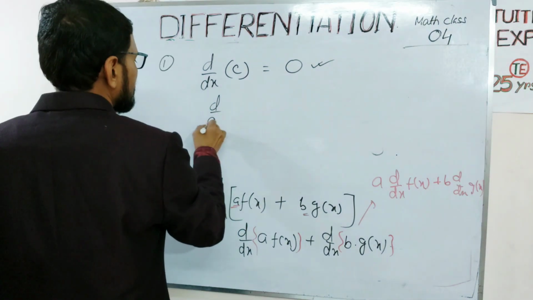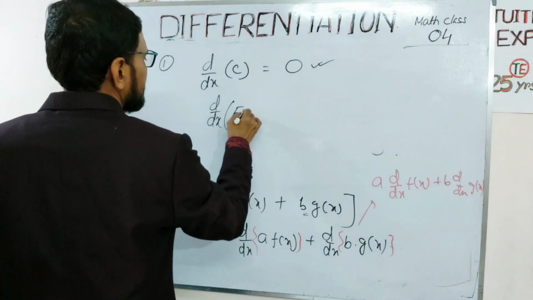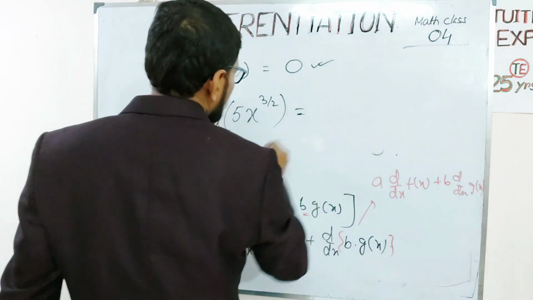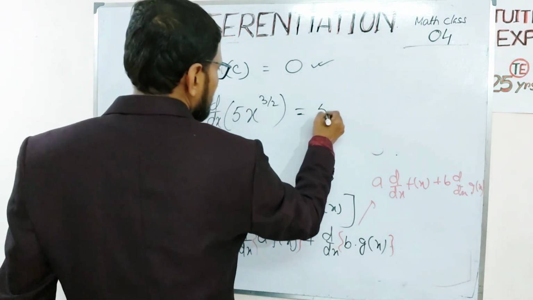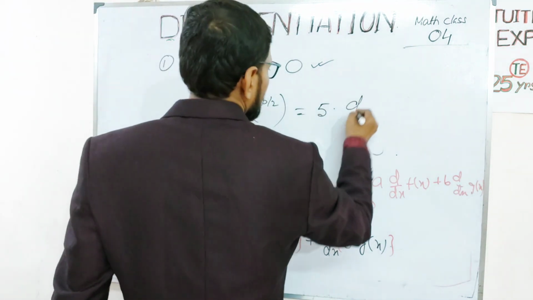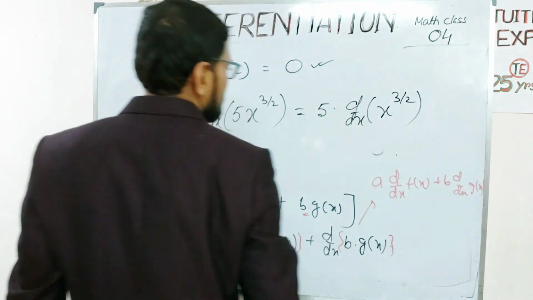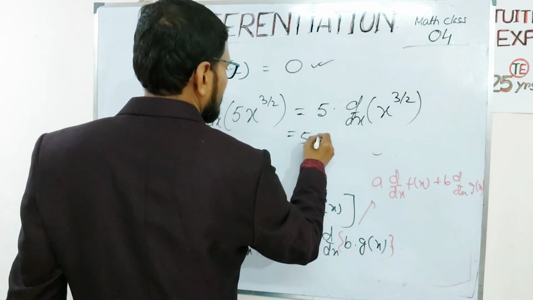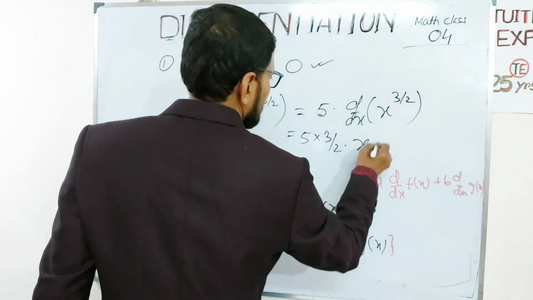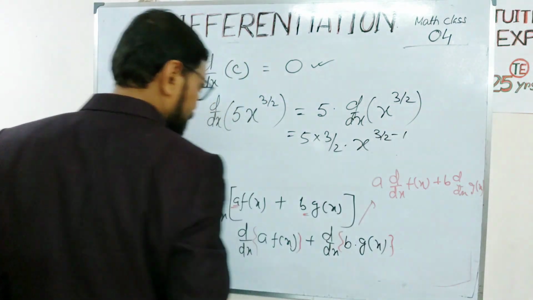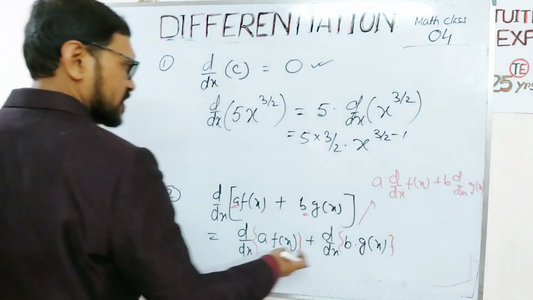d by dx of 5 into x to the power 3 by 2. What is the formula? This is a constant term, so the constant term will be outside. The formula is n into x to the power n minus 1.